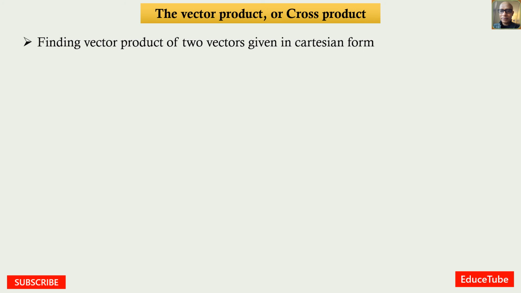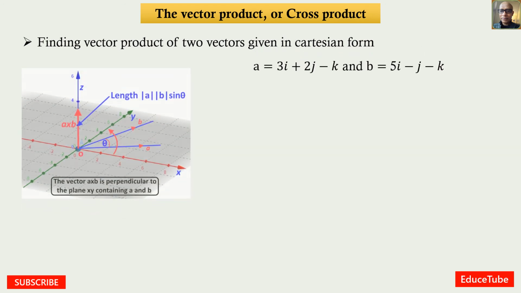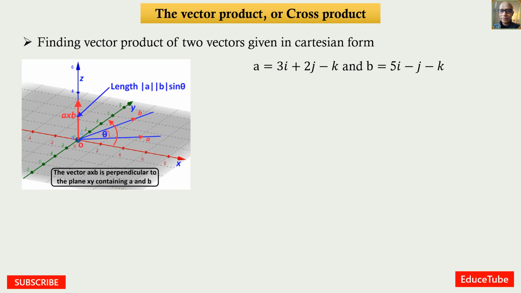So, finding the vector product of two vectors. Suppose we are given two vectors. Here I put a diagram to compare, A and B. So A is this one and B is this one. It is on the same plane, xy.